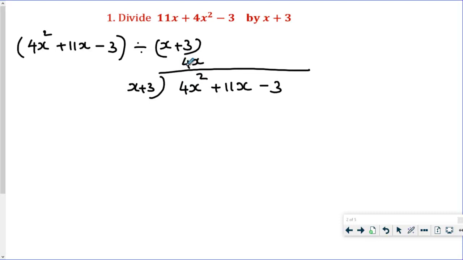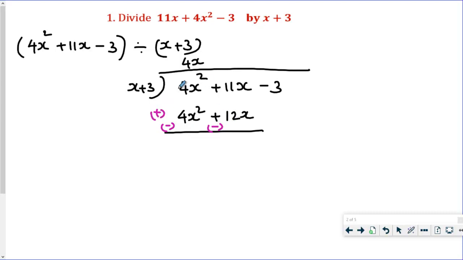After that you have to multiply this 4x by x plus 3. So 4x into x is 4x square, which you write just below 4x square. Then 4x into 3, that is 4 into 3, that is 12x, with plus sign. Now you have to subtract this. For the subtraction, you have to interchange the sign of the second polynomial. Here plus becomes minus, here plus becomes minus. Then you have to add.